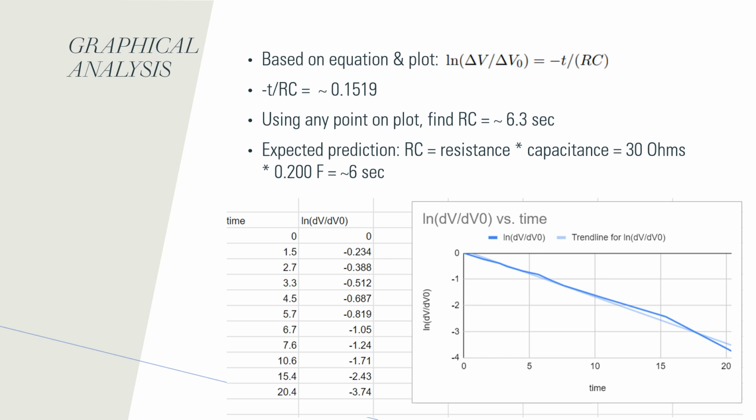Using the time data, I calculated the ln delta V over delta V initial in these columns here, and using the equation given in the lab instructions, I found the negative 1/RC to be 0.1519. And using any point on the plot from there, I could find the RC value to be approximately 6.3 seconds. The expected prediction using just RC equals resistance times capacitance is about 6 seconds. So my prediction was very similar.